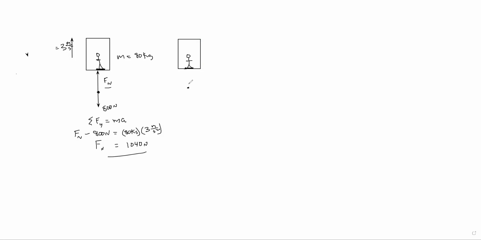And let's say in this case, as you start to slow down as you go up, you're going to have a negative acceleration. Let's call the acceleration -2. And so again, we can go ahead and draw the force diagram.